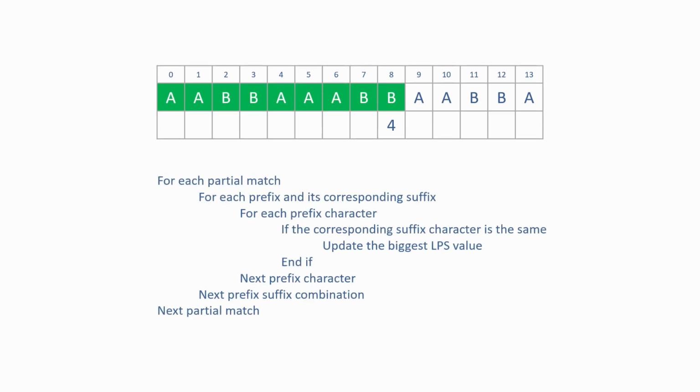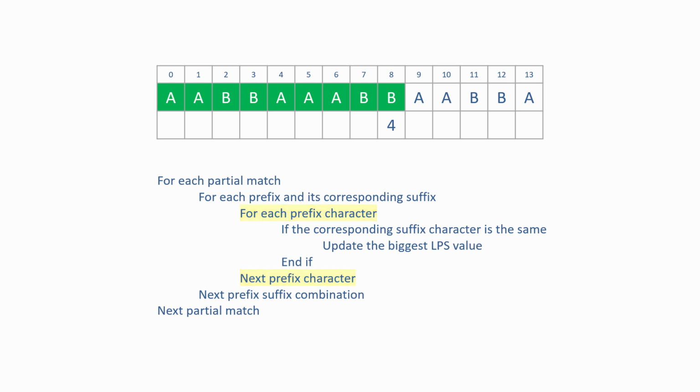To achieve this programmatically would require a loop to scan every possible partial match. We've only looked at one here. We would also need a loop inside this loop to visit each prefix and its corresponding suffix. A partial match of 9 characters has 8 prefixes and 8 suffixes. Then another loop inside this one to compare each prefix character with its corresponding suffix character.